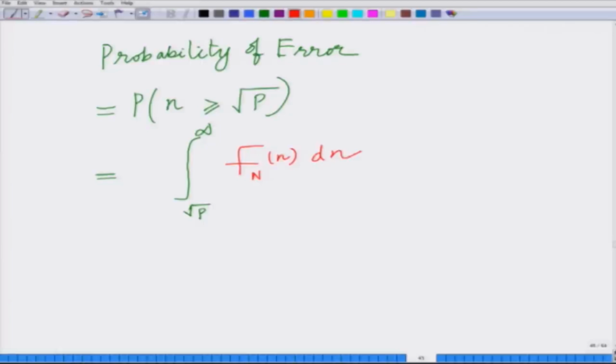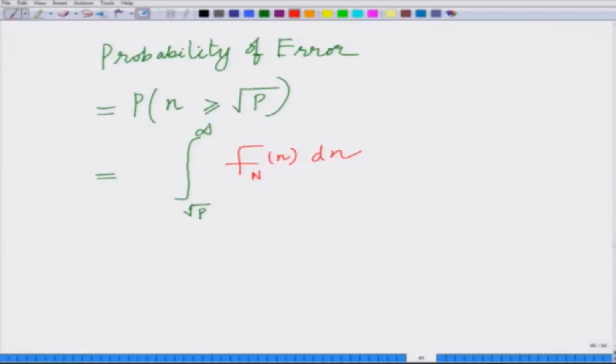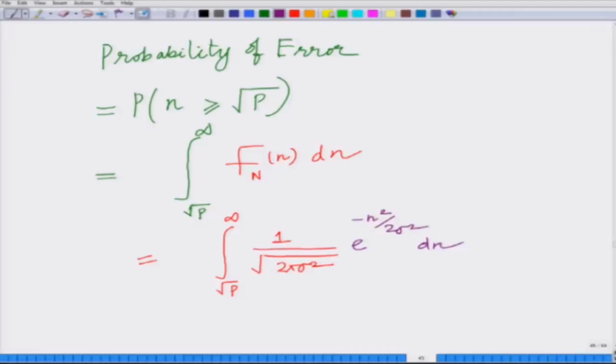So, we are looking at the probability that the noise is greater than or equal to square root of p, and we are saying that is equal to the integral of the probability density function of the noise f of n between the limits square root of p to infinity. Now, I am going to substitute the probability density function of the noise. We know that the noise follows the Gaussian probability density function, which we had mentioned earlier. So, this is 1 over square root of 2 pi sigma square e raised to minus n square divided by 2 sigma square times dn.